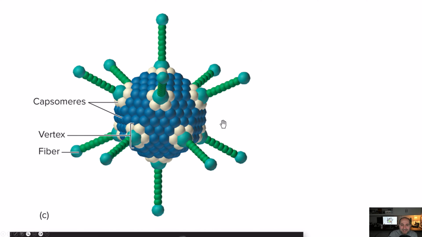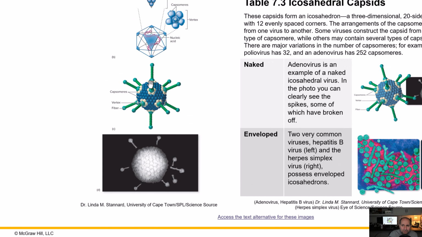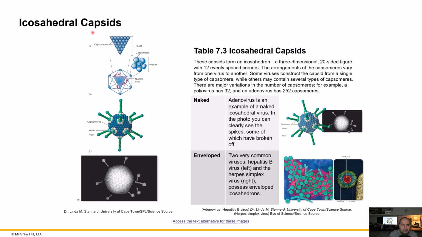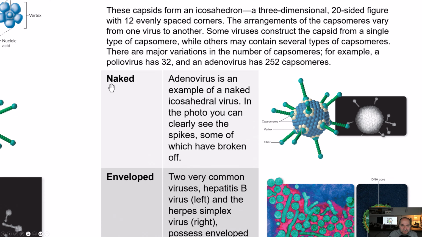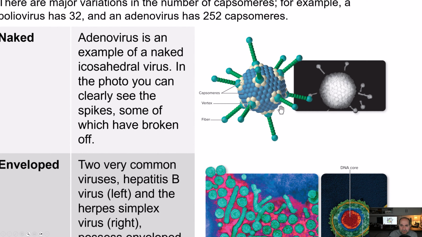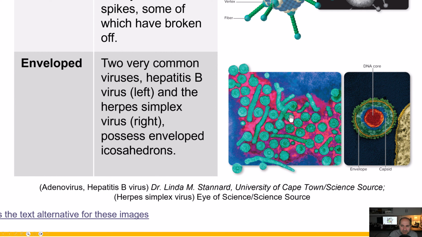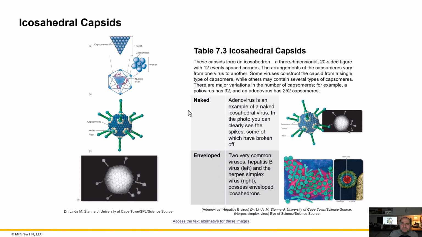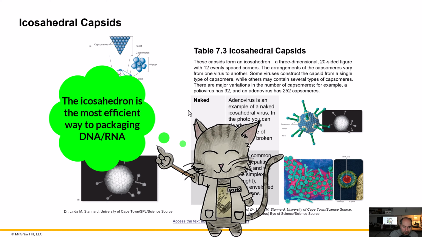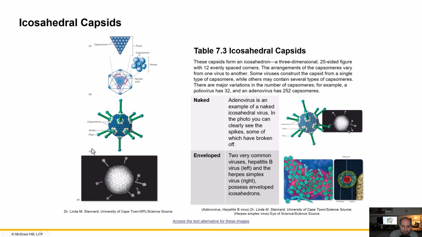Icosahedrons are essentially 20-sided shapes, resembling a 20-sided dice. Several viruses adopt an icosahedral capsid, a capsid with 20 equilateral sides. These viruses can be naked, where the 20-sided nucleocapsid is naked with the spike proteins pointing out, or these icosahedral capsids can also be enveloped, such as this right here. But why the icosahedral shape? Well, it turns out that the icosahedron is nature's most effective way of packaging something. So the icosahedron is the most effective way of packaging the DNA or the RNA of these viruses.